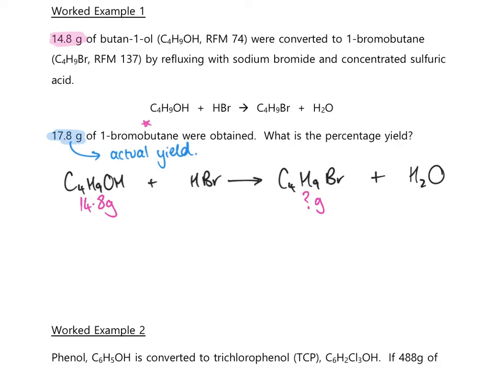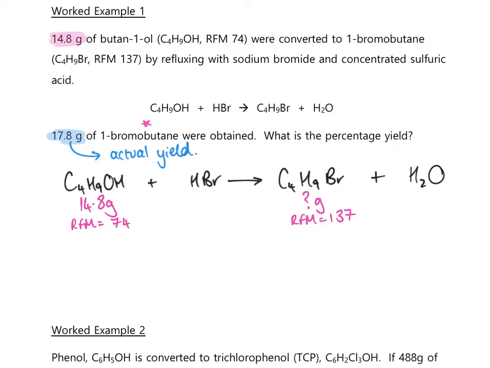I would also write down your RFM values. You don't need to write them of everything, just those 2 things that you're going to be using, especially since they're given to you in the question. So the RFM of the butan-1-ol is 74, and the RFM of your 1-bromobutane is 137. So I would write that underneath the equation as well.